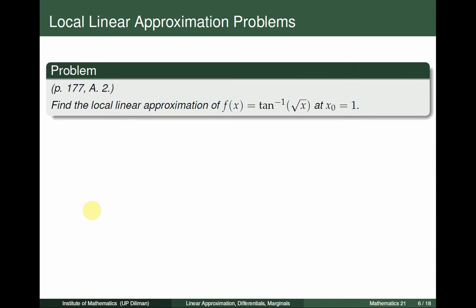Let's have this problem from page 177, A2 of the module. Find the local linear approximation of f of x equals tan inverse of square root of x at x naught equals 1. You can pause the video at this point if you want to solve the problem on your own, and then come back later, resume the video if you want to look at the solution. So I'll give you that time now. I will continue in 5 seconds.